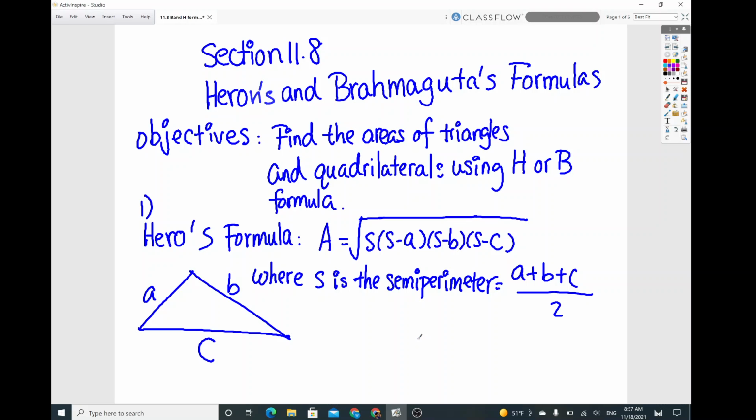So Heron's formula, here we go. The area of a triangle equals the square root of the product of S, which is the semi-perimeter, times the quantity S minus A, where A is the shortest leg of the triangle, times the quantity S minus B, where B is the medium side of the triangle, and then the quantity S minus C, where C is the longest leg of the triangle. Again, the semi-perimeter is A plus B plus C, all over 2.